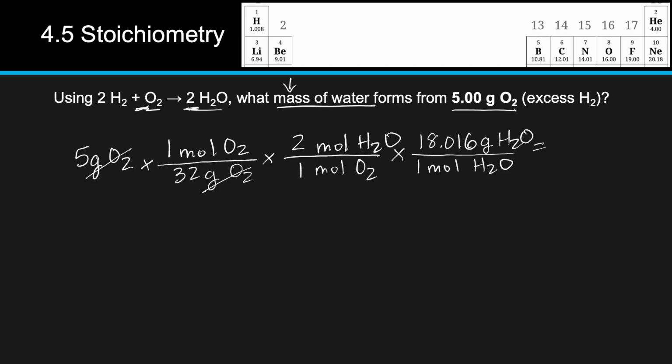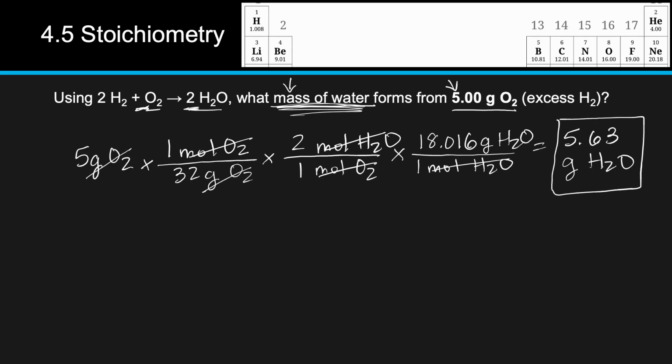So I already know my grams of oxygen gas cancel out, my moles of oxygen gas cancel out, my moles of water cancel out, and I'm left with grams of water, which is exactly what it asked for in the equation. So now I'm going to go ahead and solve. So 5 divided by 32 multiplied by 2 and multiplied by 18.016. That's going to give me 5.63 grams of water. And then I need to look at my sig figs. 5.00 is the number we were working with, and that is 3 sig figs. So this is the correct final answer.